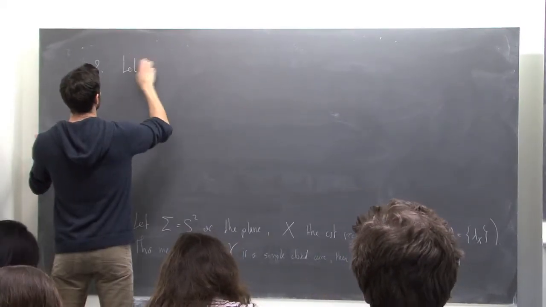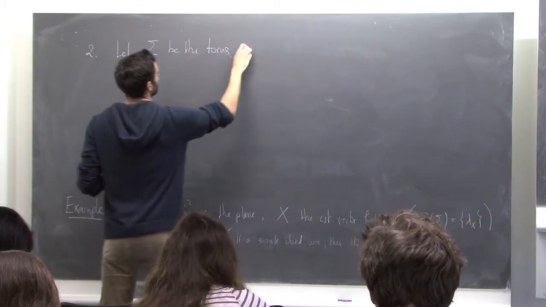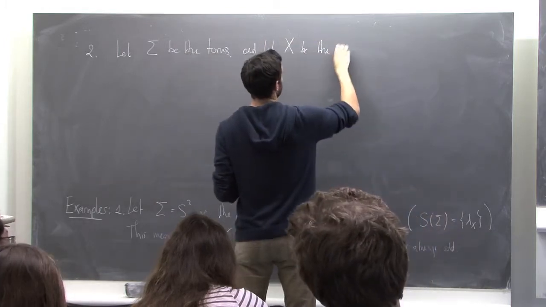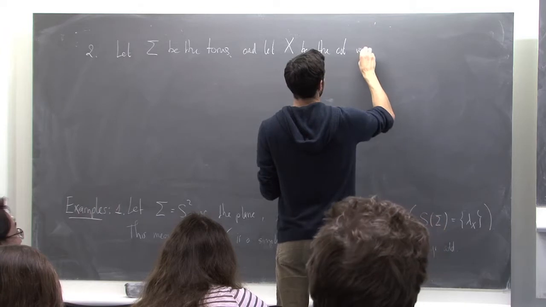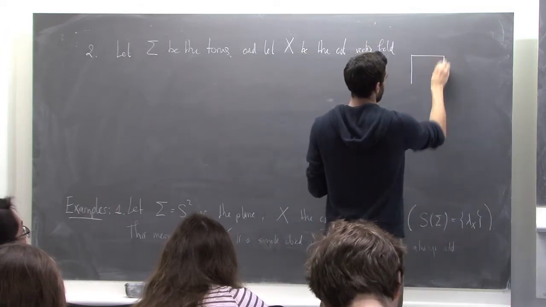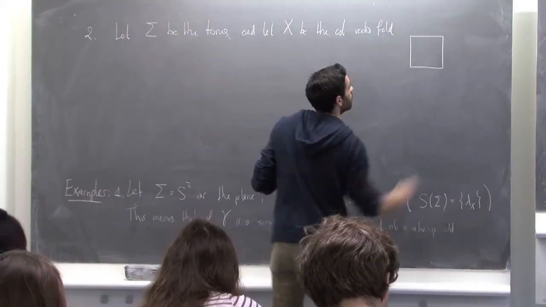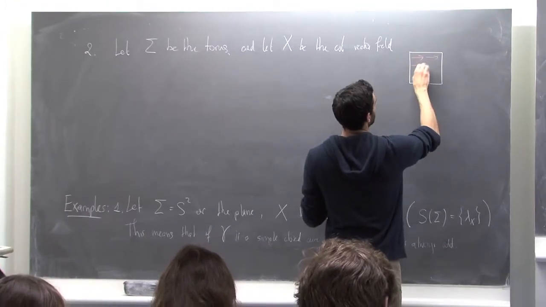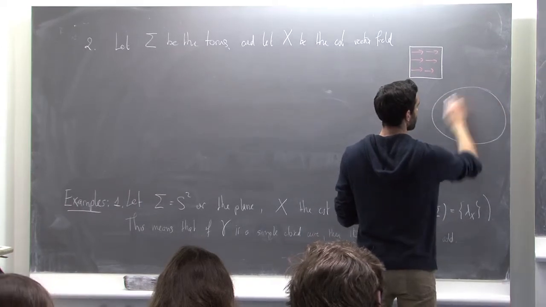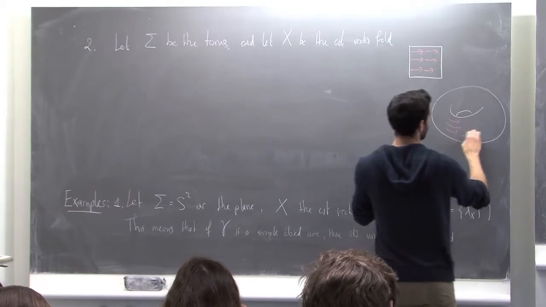So let sigma be the torus, and let X be the constant vector field. Again, it's possible in the torus. If you picture the torus as a square, you just have this constant vector field in one direction. And you can even picture it on the actual wrapped-up torus, saying you always go in one direction like this, for example.